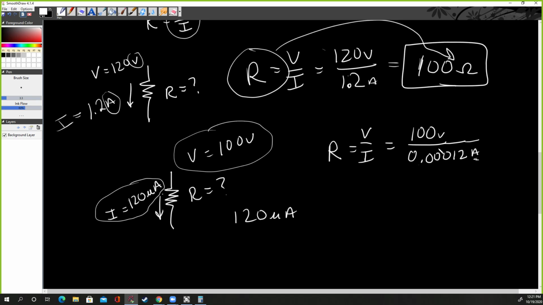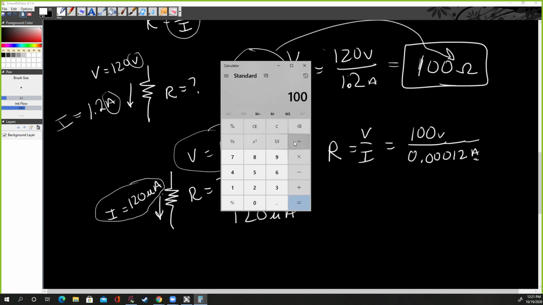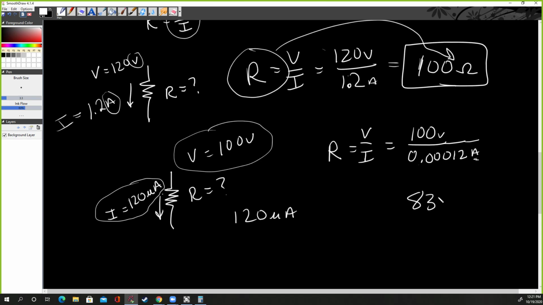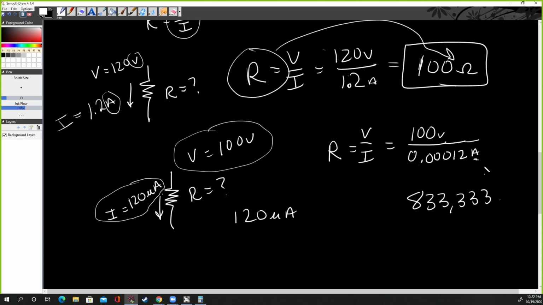So we can actually do the math now. Let's do 100 divided by 0.00012 amps. So 833,333, and do not put the point whatever. You don't need to put the decimal numbers, so don't put that stuff. Just the whole numbers right here are good enough for me. And so you're pretty much done.